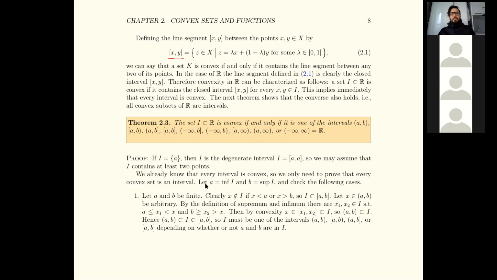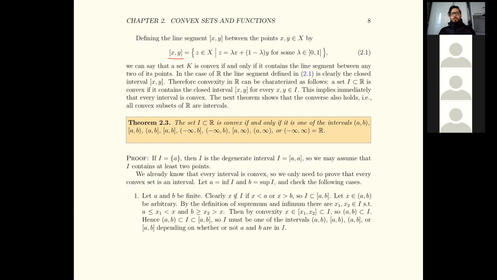So let's take the least upper bound as B and the greatest lower bound as A, and we check these cases. If both A and B are finite, it means that this I doesn't contain infinitely big numbers. There's a limit, both upper and lower. Good.